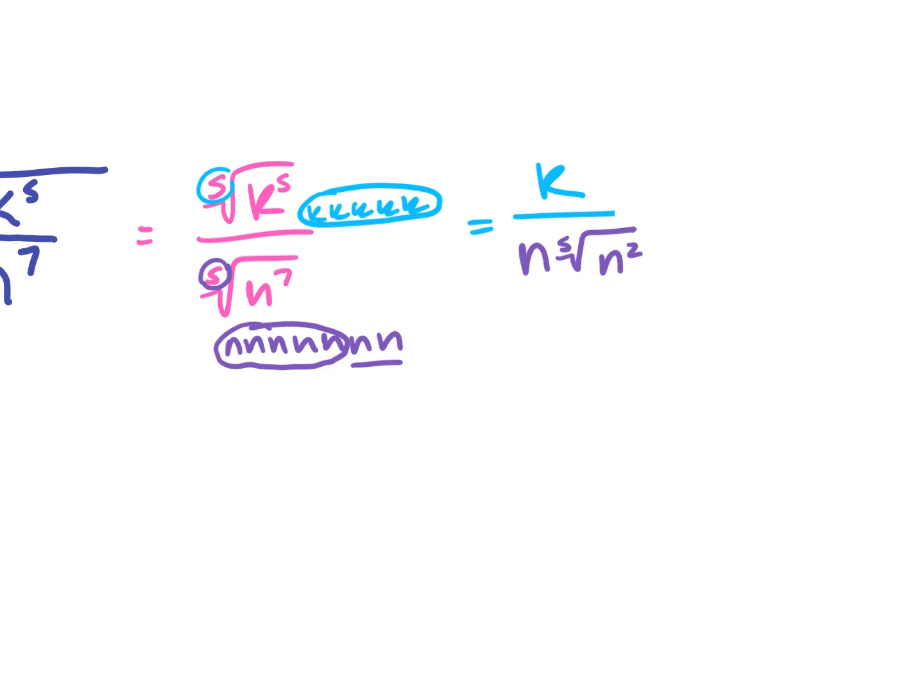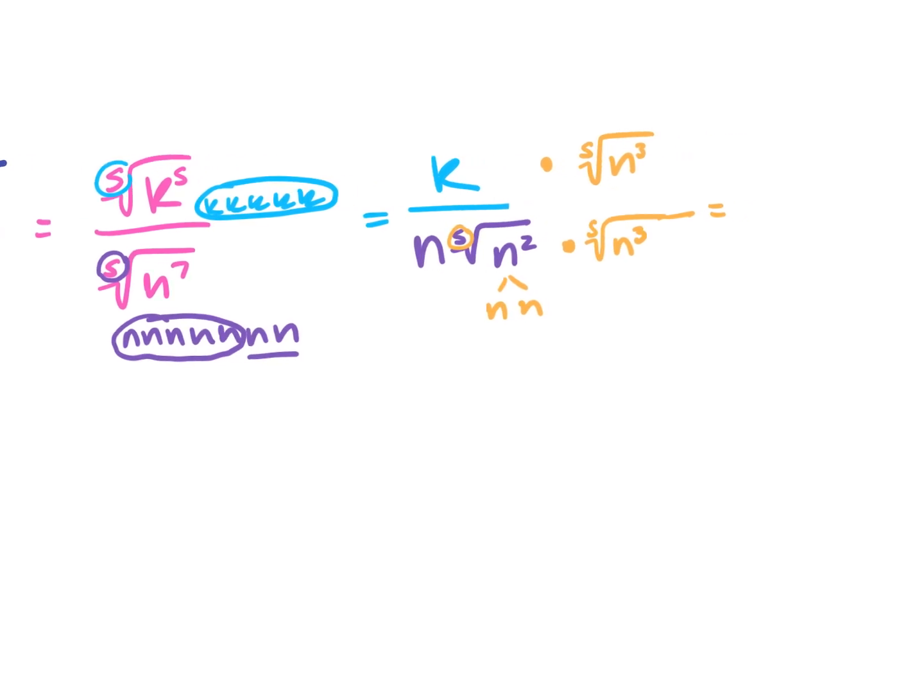I can't leave a radical in the bottom. So I have to rationalize. So looking at my radical here, how many N's do I have? 2. But how many do I need to make a perfect group? I need 3 more because I need 5 total. So I'm going to multiply this times N cubed. So then on top, I have to multiply it by the same thing, the 5th root of N cubed.